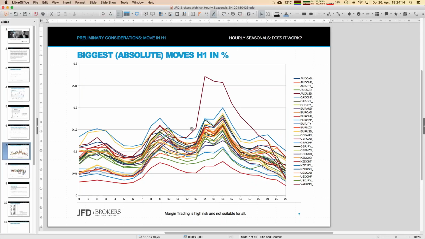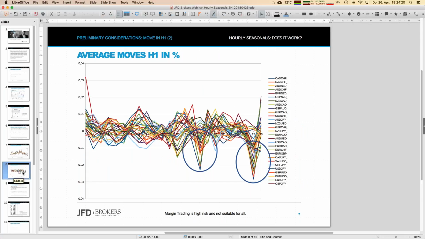The other one is much more meaningful, because then we have the average move. But now we want to know at what point in time of the day, for which forex pair, we should go for long or short.